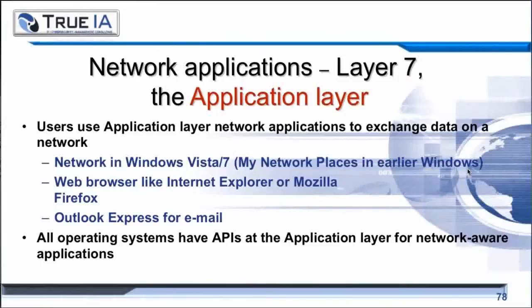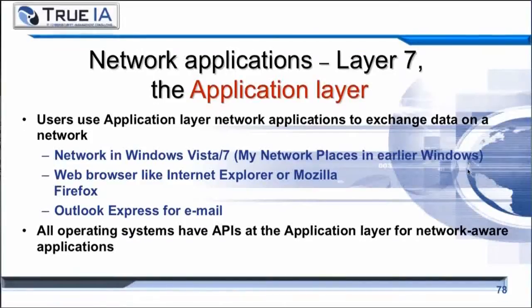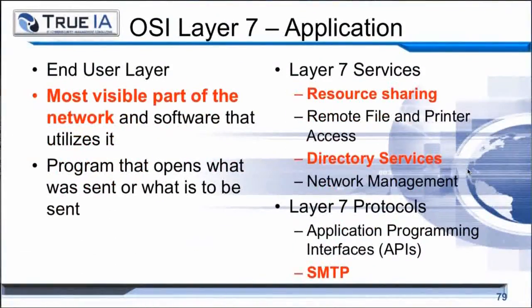And finally, layer 7, the application layer protocol. Users use the application layer network application to exchange data on the network. This is where, for instance, Windows Vista and Windows 7 live. Web browsers, Outlook, all live in the application layer. It is the layer that is interacted with by the users.